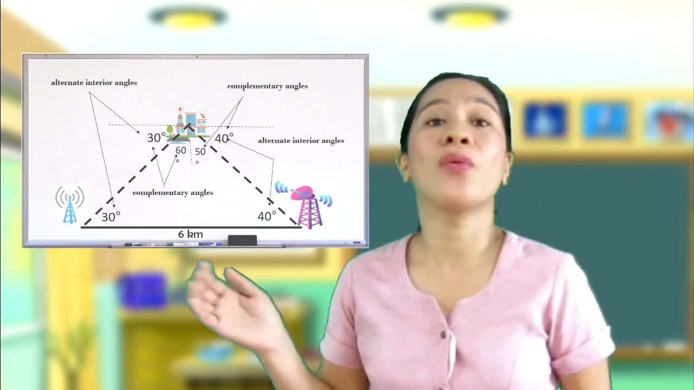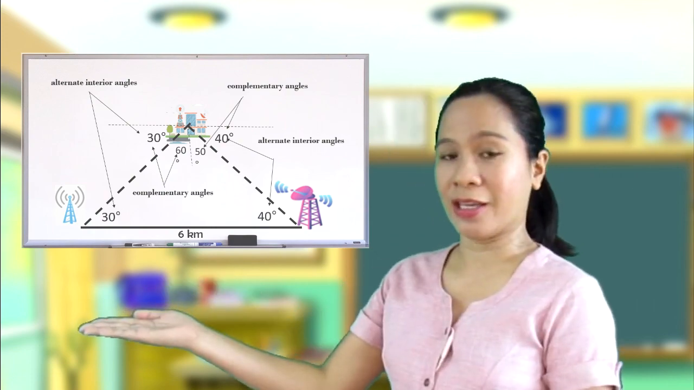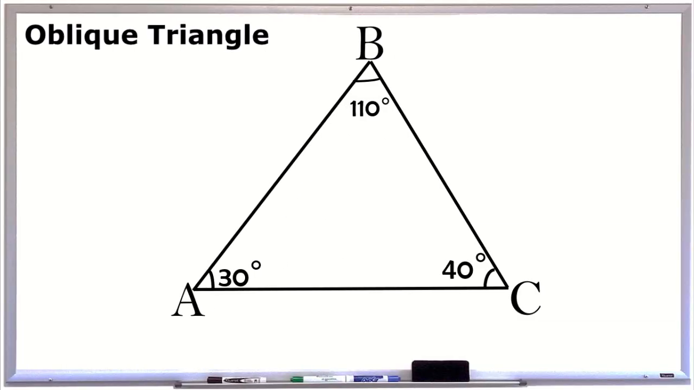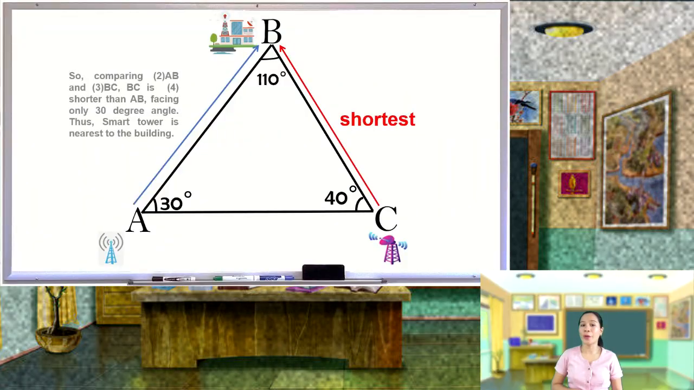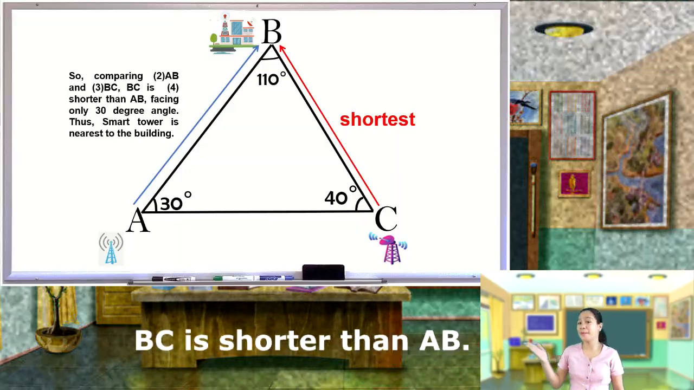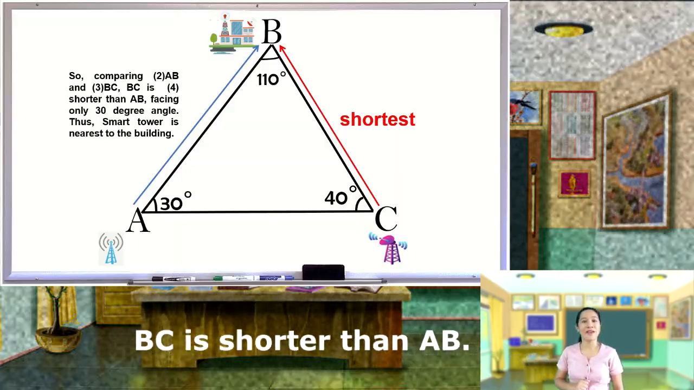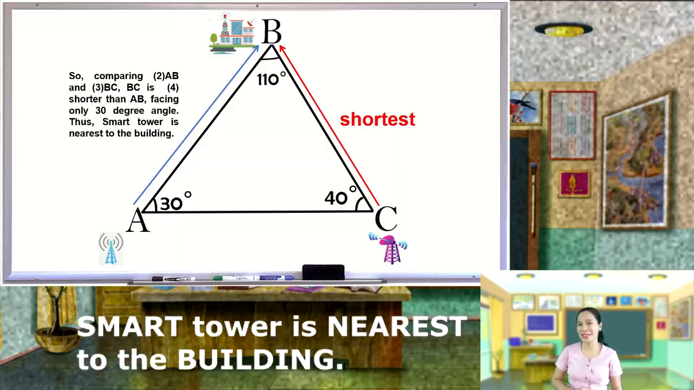This situation will give us this illustration. You have observed that we are forming here an oblique triangle, a triangle having no 90-degree angle. With our basic knowledge of triangles, we can simply identify which among the two towers is the nearest. Remember that the side opposite the lowest degree angle is the shortest. So, comparing AB and BC, BC is shorter than AB. Thus, Smart Tower is nearest to the building.